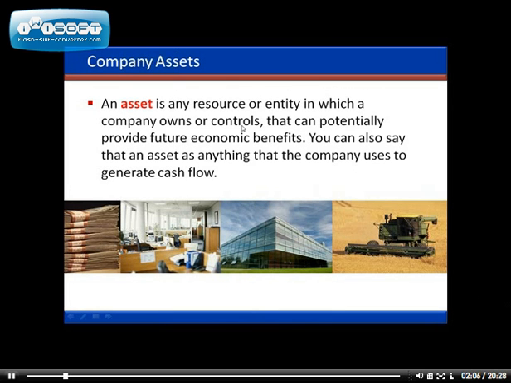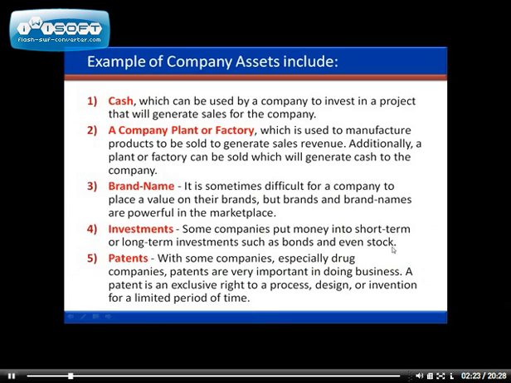The company assets. An asset is any resource or entity which a company owns or controls that can potentially provide future economic benefits. You can also say that an asset is anything that a company can use to generate cash flow. A couple of examples of company assets would be cash, a plant or a factory, brand name, investments, patents.